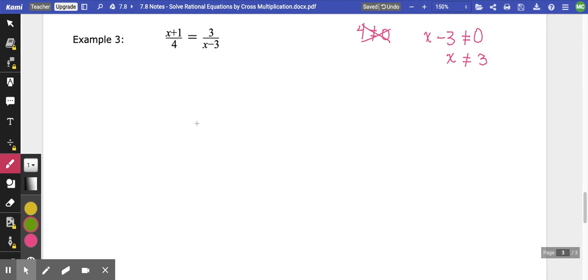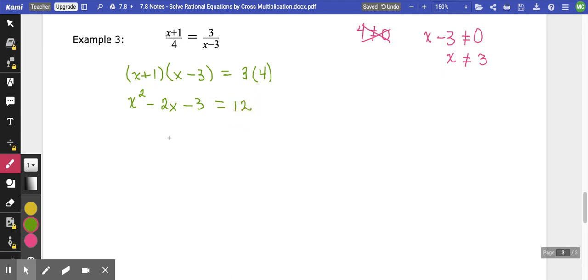Okay, so again, cross multiplying, I'm going to take the first numerator, x plus 1, and multiply it by the second denominator, x minus 3. And I'll set that equal to the cross product, so the second numerator times the first denominator. Then I'll multiply. So x plus 1 times x minus 3. I have to distribute or FOIL or whatever you call that. So that would be x squared minus 2x minus 3. And on the right, 3 times 4, of course, is 12.